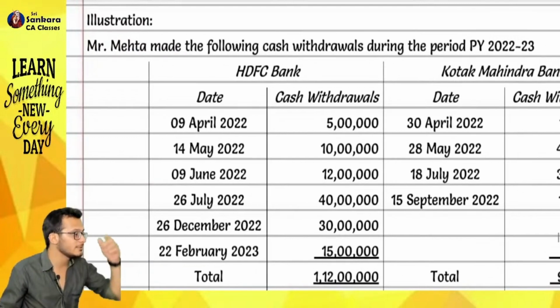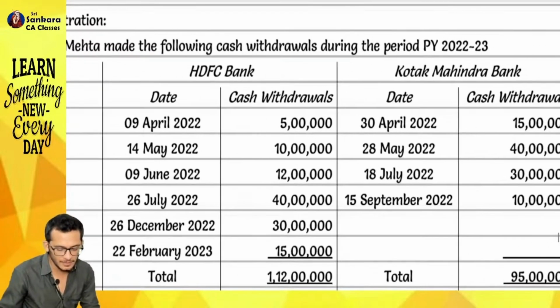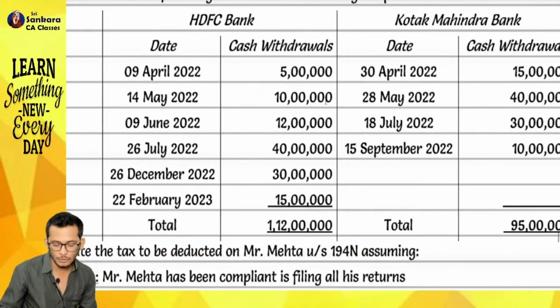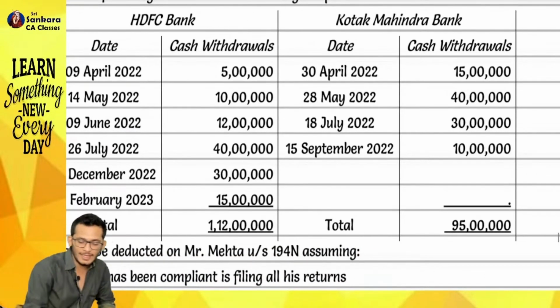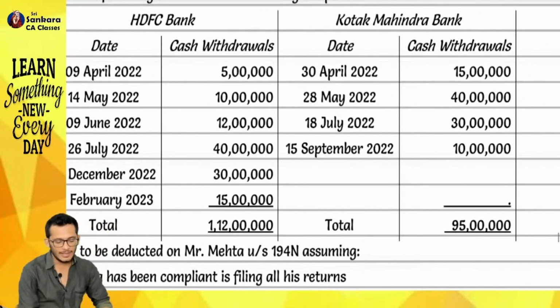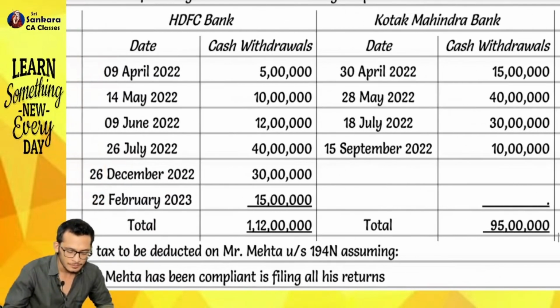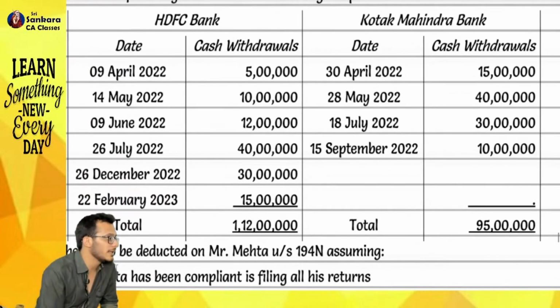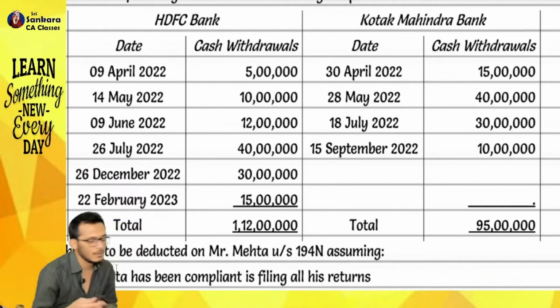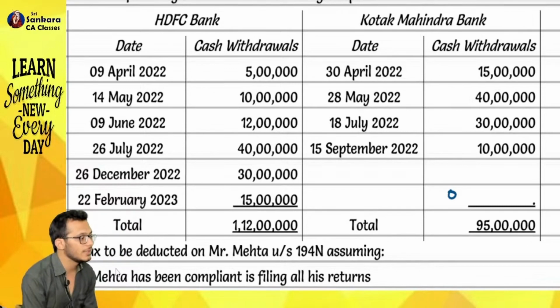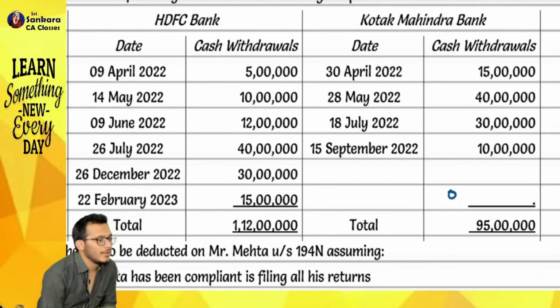Look at the example. Mr. Mehta has made the following cash withdrawals during the previous year 22-23. From HDFC Bank, he withdrew 5 lakhs, 10 lakhs, 12 lakhs, 40 lakhs, 30 lakhs and 15 lakhs, totally 1.2 crores. From Kotak Mahindra, he withdrew 15 lakhs, 40 lakhs, 30 lakhs and 10 lakhs, totally 95 lakhs. You are required to compute the tax for Mr. Mehta, assuming he is compliant in filing his returns. On the right side, will you deduct TDS? Why? TDS here is 0. On the left side, you will deduct TDS on 20 lakhs at the rate of 2%. Number is 24,000. Clear? Yes.